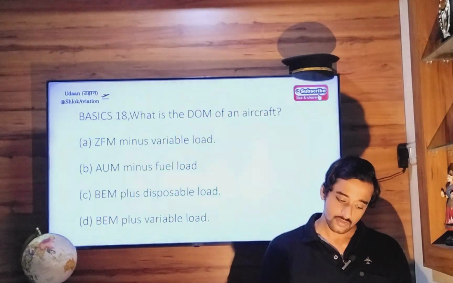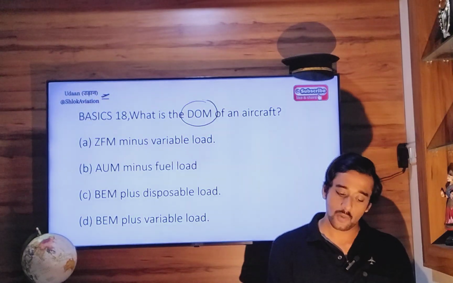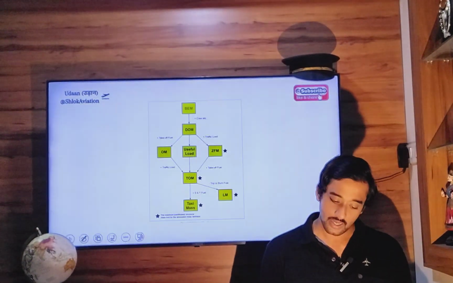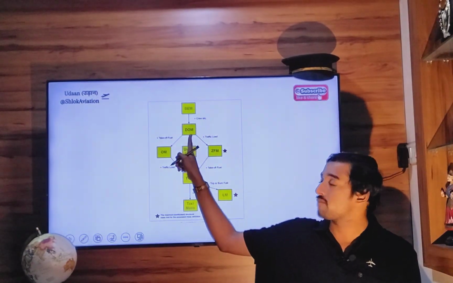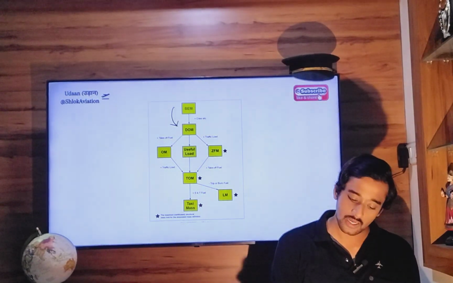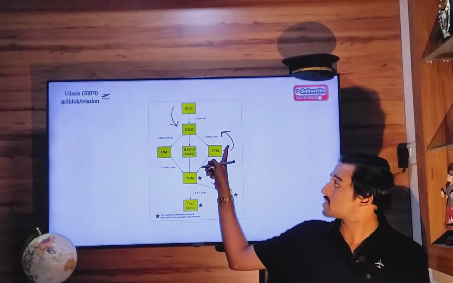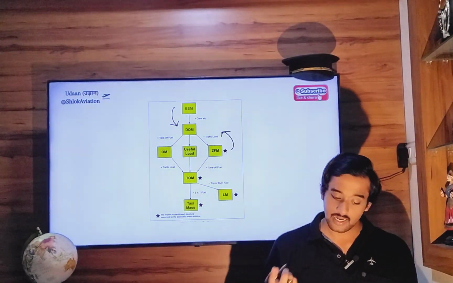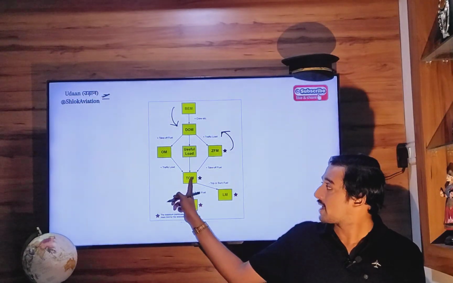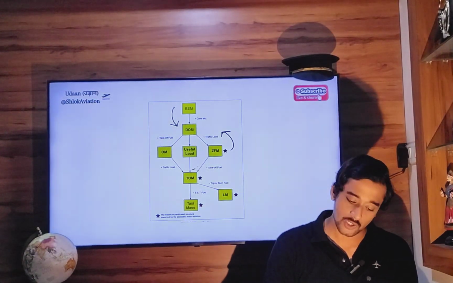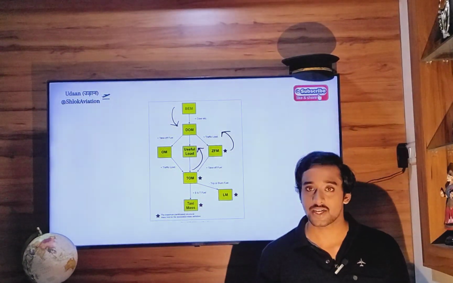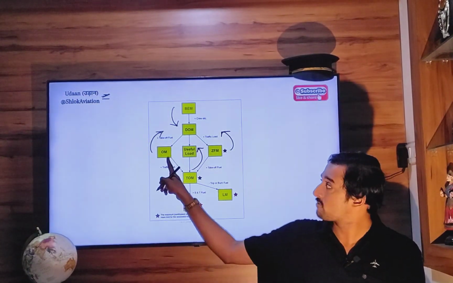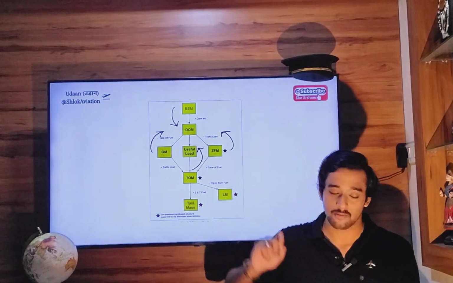Next, what is dry operating mass? Dry operating mass is basic empty mass plus variable loads, or zero fuel mass minus traffic load. Either way. There is also a third way: takeoff mass minus useful load can also give you dry operating mass. The fourth way: operating mass minus takeoff fuel can also give you dry operating mass.